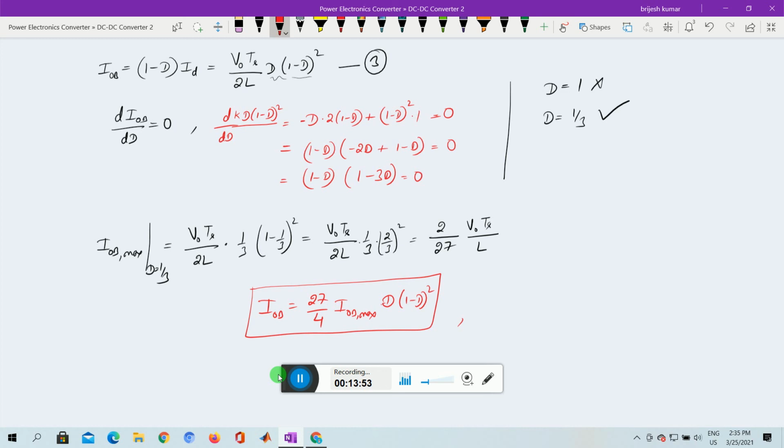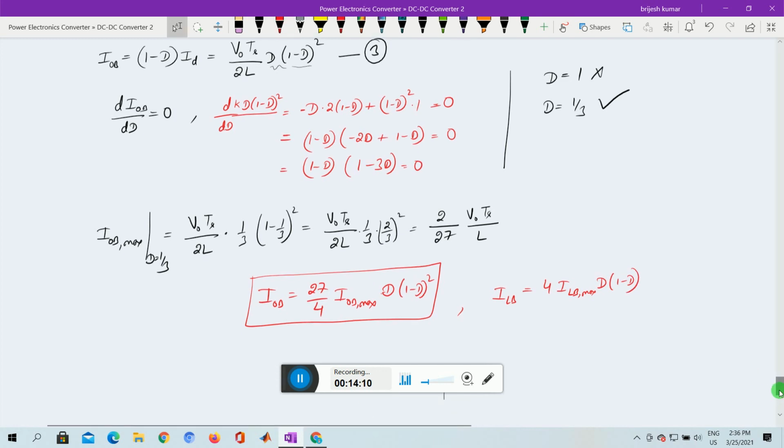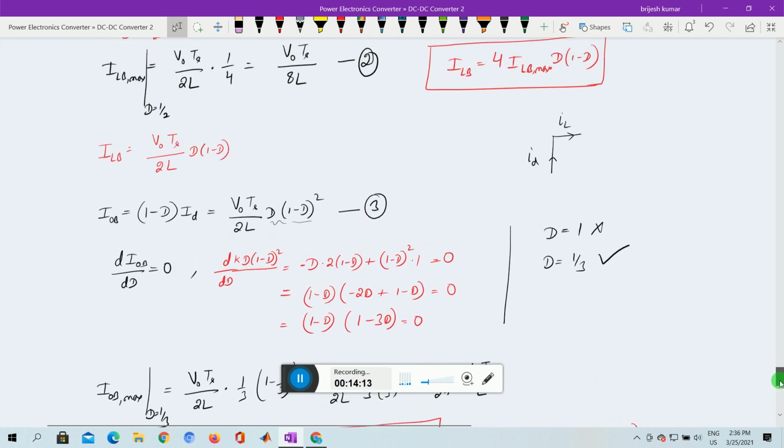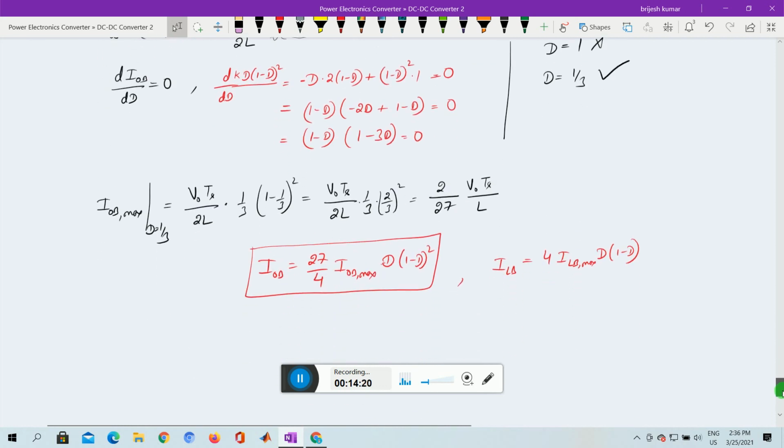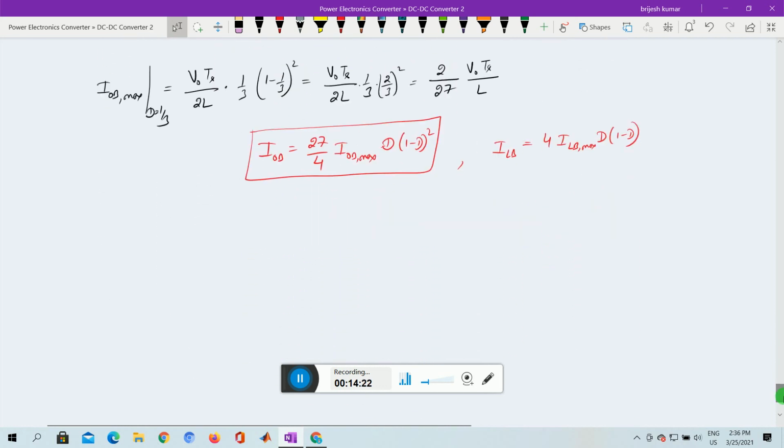Earlier we got the expression of ILB in terms of ILB max. Let us check this: ILB is equal to 4 ILB max D into 1 minus D. So we get this expression of ILB in terms of ILB max and I0B in terms of I0B max.